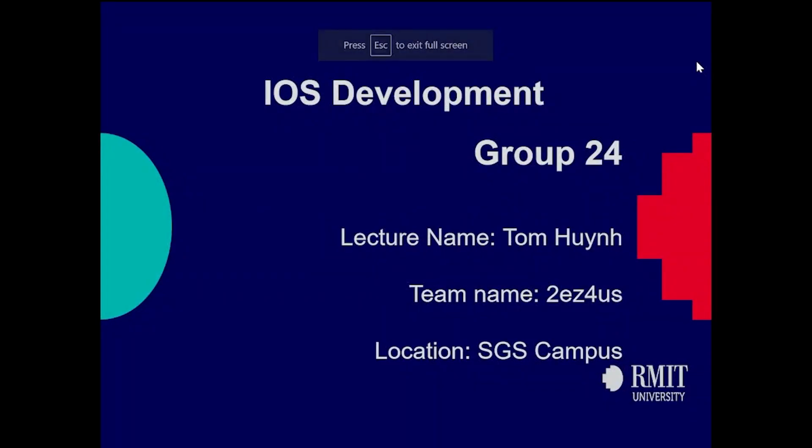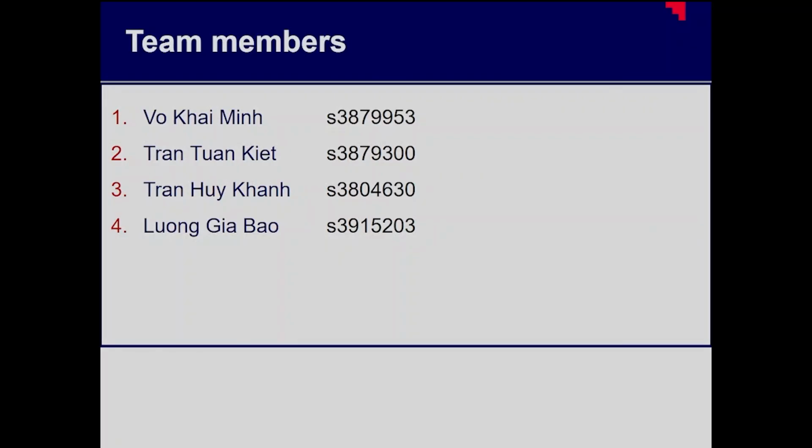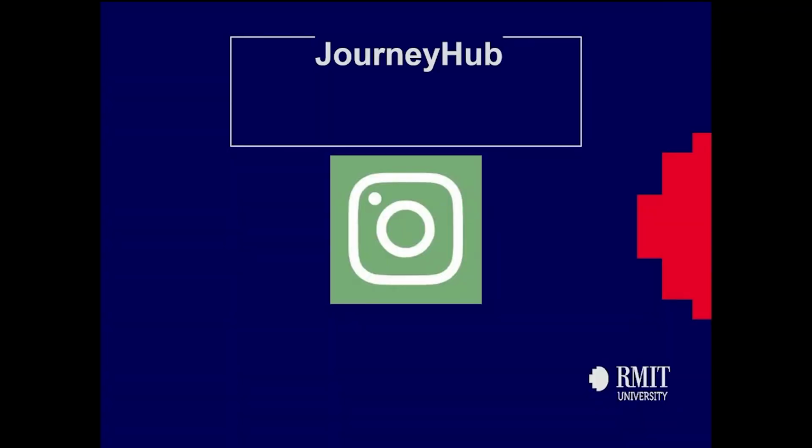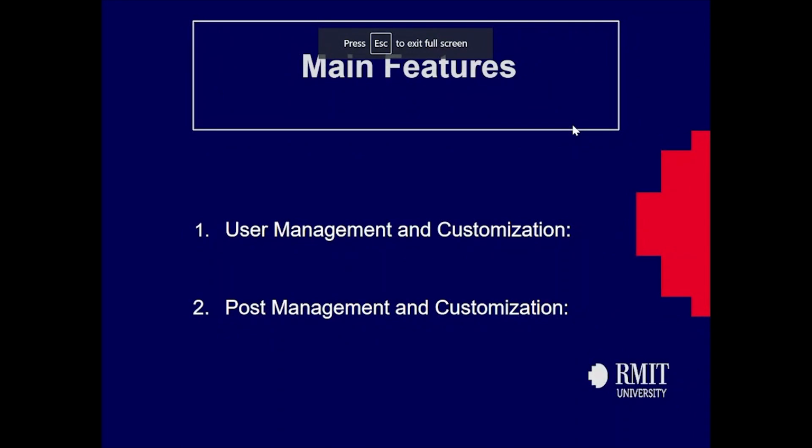Hello, today we introduce our group project in iOS development. We are group 24 with the lecturer Tâm Huỳnh, and our team name is 2ez4us, located at Saigon campus. Our team members are Võ Cái Minh, Trần Tấn Kiệt, Trần Huy Khánh, myself, and Lương Gia Bảo. Our project logo takes the idea from Instagram, with the name Johnny Hub.